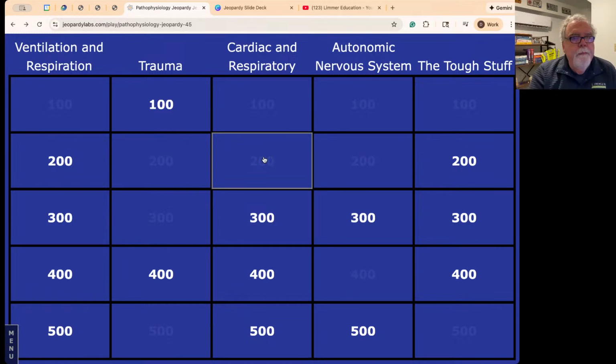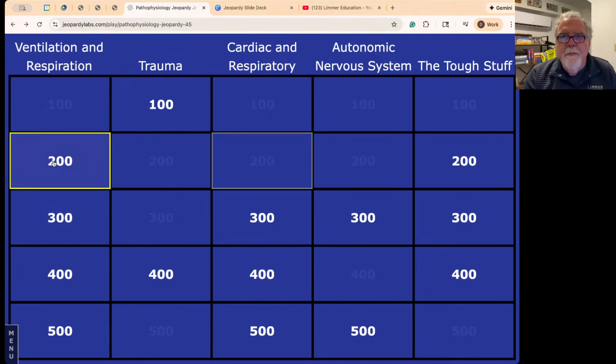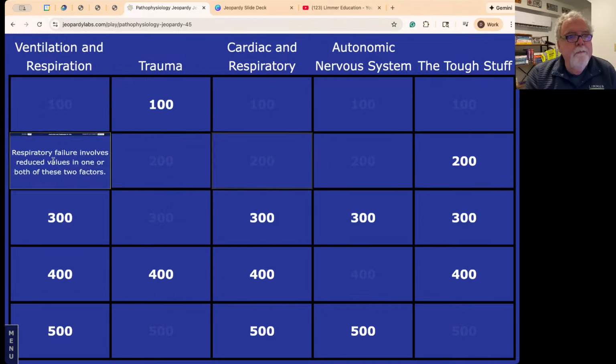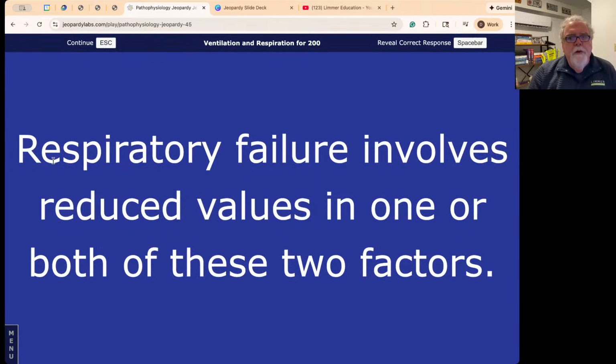All right, we're doing good. We're a little shy on ventilation and respiration. Let's take a breath. Pardon the bad humor. Respiratory failure involves reduced values in one or both of these two factors. Respiratory failure, I have my radio voice on. Respiratory failure involves reduced values in one or both of these two factors. There, that was the official announcer voice for you.